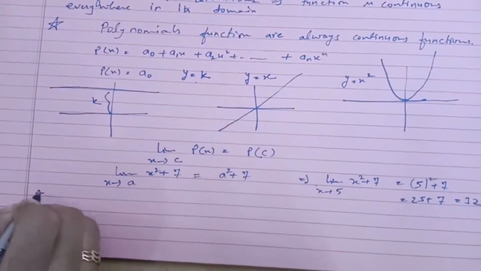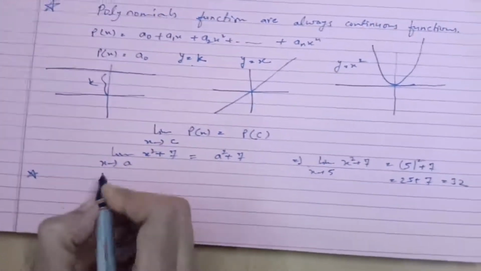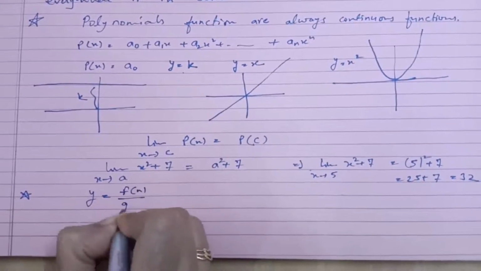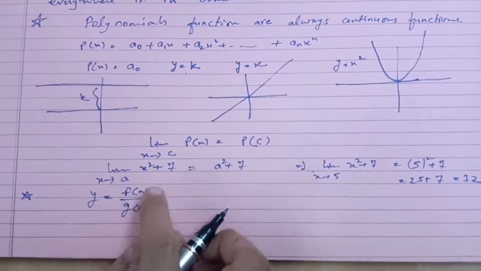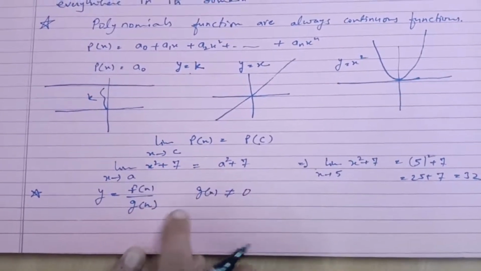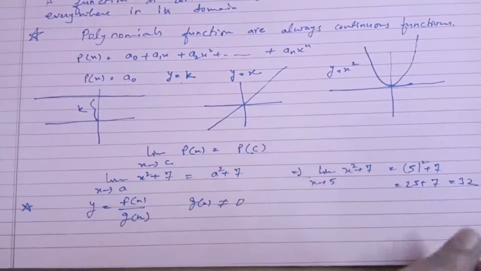Similar way we can say rational functions are always continuous. So suppose any function is in the form of f(x) by g(x). Okay, this is always a continuous function, a rational function, provided g(x) should not be equal to 0. Rational functions are always continuous.